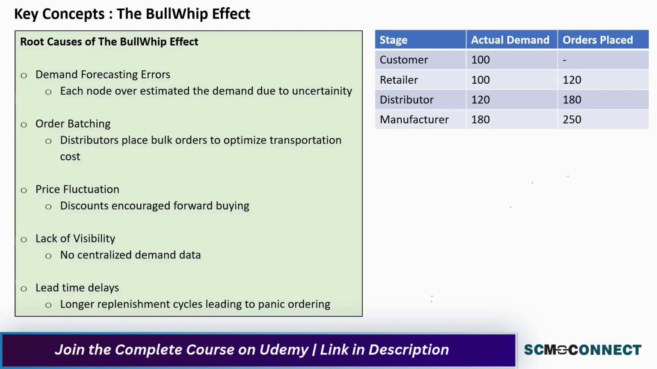The distributor further actually has an actual demand of 120 units. Retailer ने 120 units का order दिया, तो distributor को लगा 100 से वो 120 जा रहा है, so maybe there is a higher demand. So actual demand was 120, but he places a order on the manufacturer for 180 units. The manufacturer thinks कि demand तो 100 से 120 हुआ, 180 का order आ रहा है. So let me produce 250 units. So actual demand कितना है? 100. Manufacturer कितना हो गया? 250. 2.5 times. So this is what really causes the bullwhip kind of an effect.